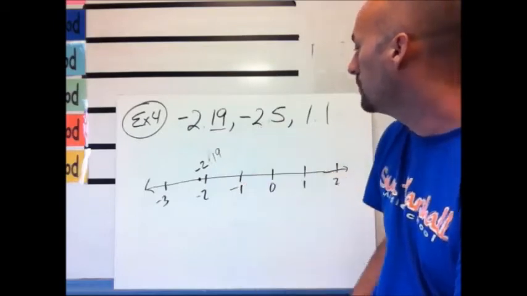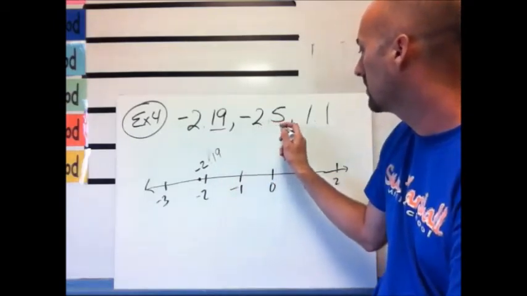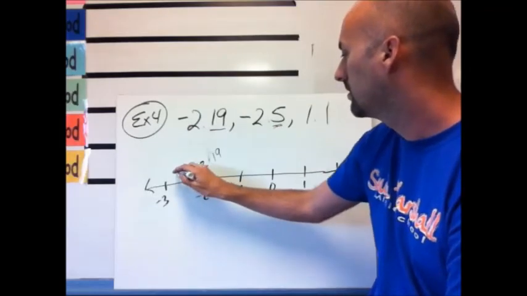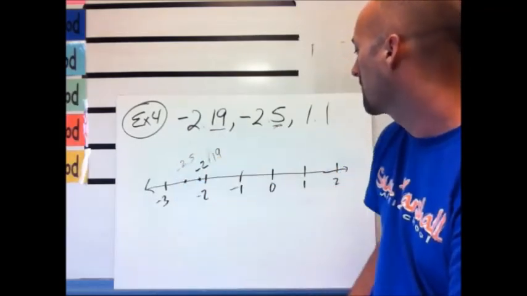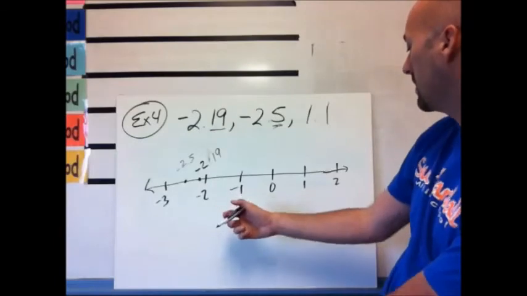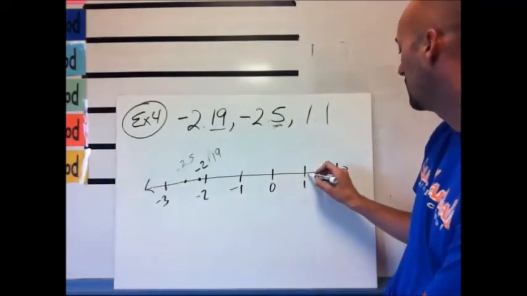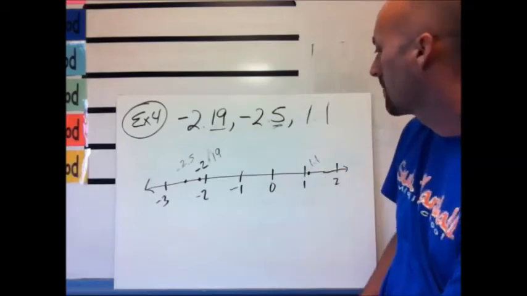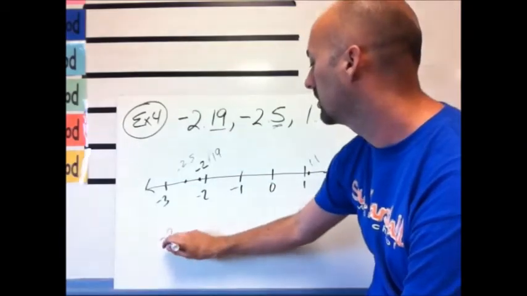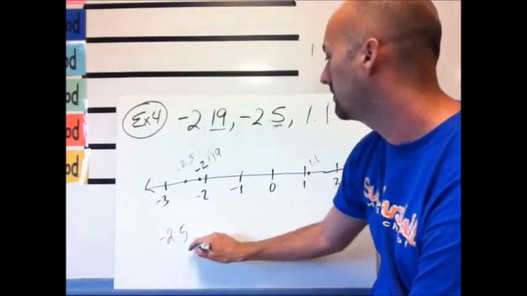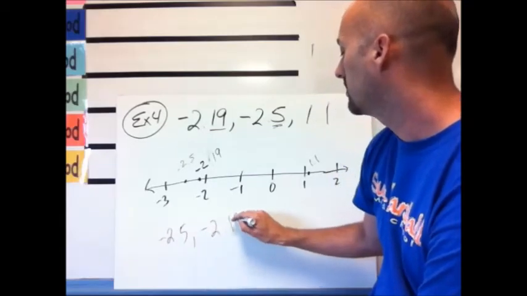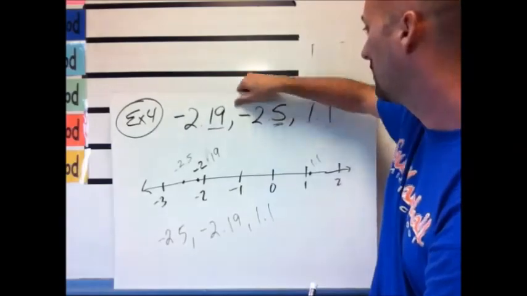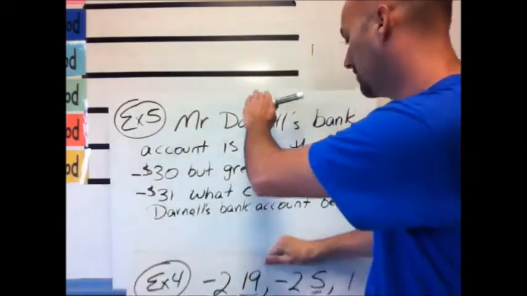All right, negative 2 and 5/10. Well, that's the same thing as saying a half, so 2 1/2. So I know it's right there. And then 1 and 1/10, well, wait a minute, I'm positive with that one. That's all the way over here, between 1 and 2, but closer to 1. Okay, now I can order them. Well, there's negative 2.5, negative 2 and 5/10, negative 2 and 1900ths, and 1 and 1/10. Okay, use that number line to give you the visualization.